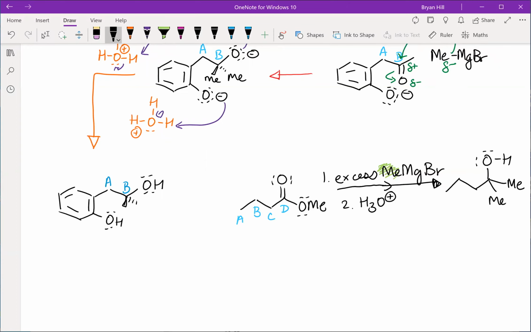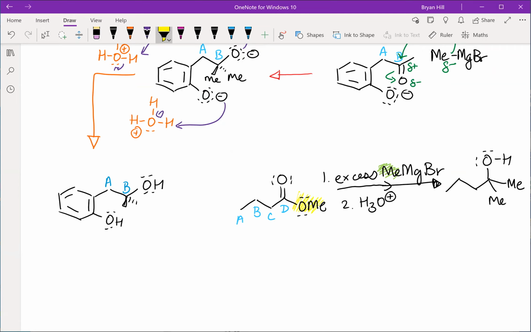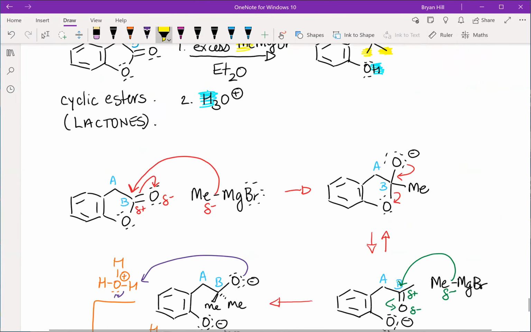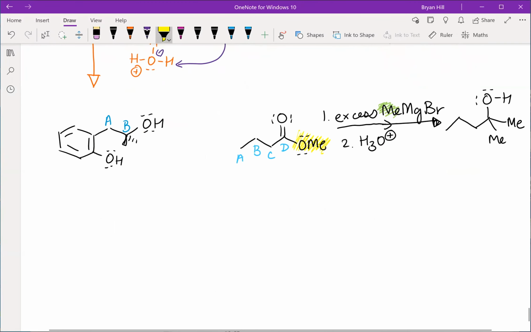Methyl, methyl. You'll notice that the rest of the molecule here, this OMe, is no longer there, it's gone. But in the case of this lactone at the start, that oxygen is still a part of the product. So let's draw it, it's right over here. So it's still part of the product.